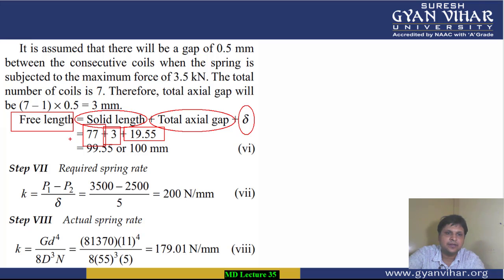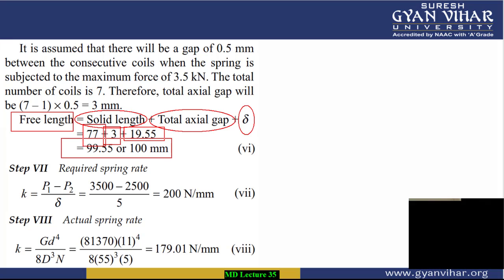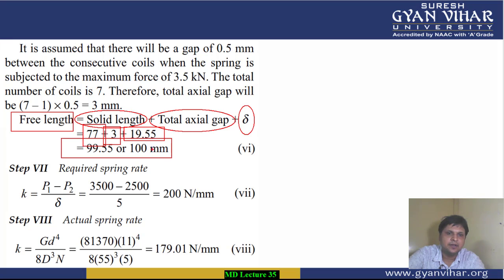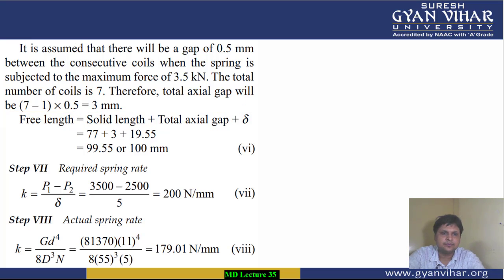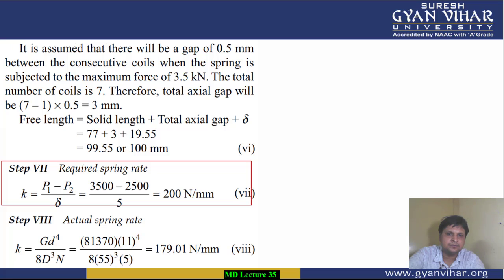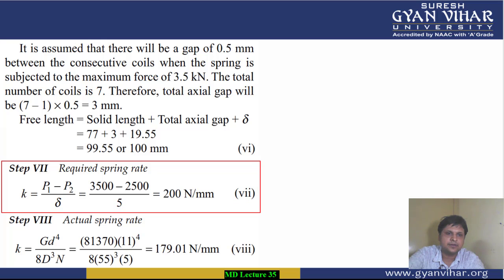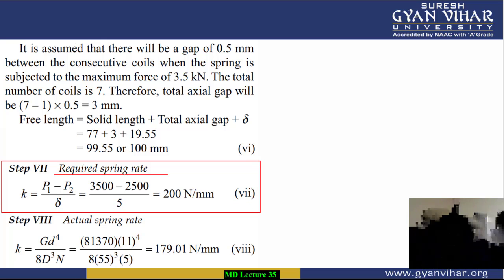Finally, on adding these three values, you will get 99.55 as the free length. So the nearest whole number near to it is 100 mm. So we have taken the value 100 mm. Then coming into the next step, step number 7. In this step, we are going to calculate the spring rate.